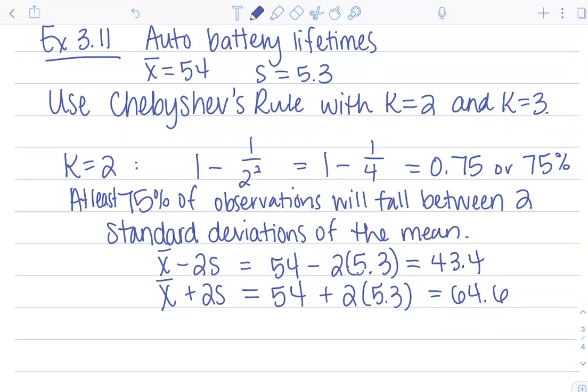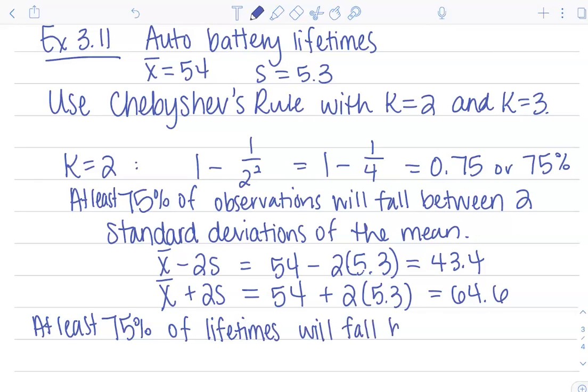We now can say that at least 75% of lifetimes of these batteries will fall between this interval 43.4 and 64.6. So if you're trying to decide if you should buy this battery, if you're comfortable with being between 43.4 and 64.6 months, then this would be the battery that you should buy.